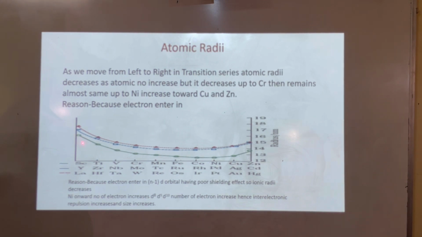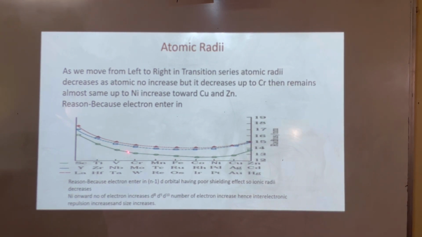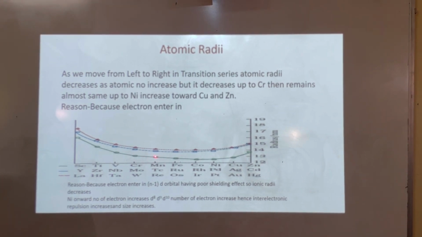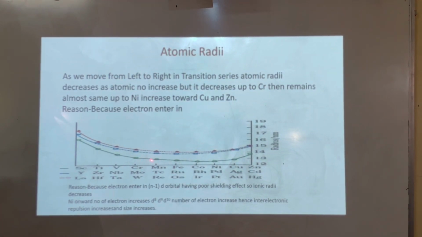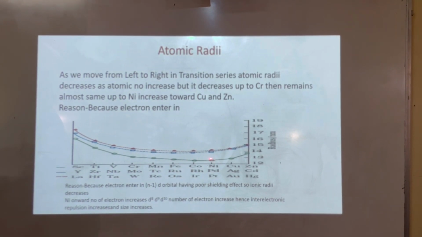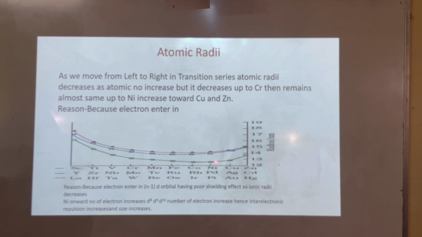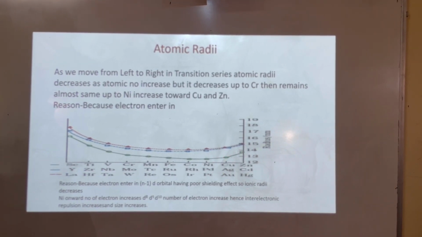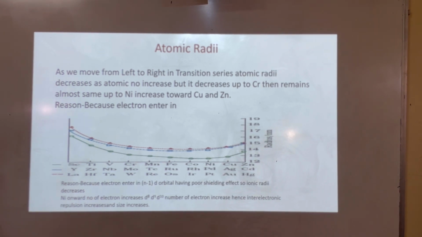Similarly, when we move in the first transition series, second transition series or third transition series, the atomic number increases one by one and atomic size or ionic radii also decreases. And from manganese onward it remains the same up to nickel, and after nickel there is a rise in the atomic radii of copper and then zinc. So what is the reason?